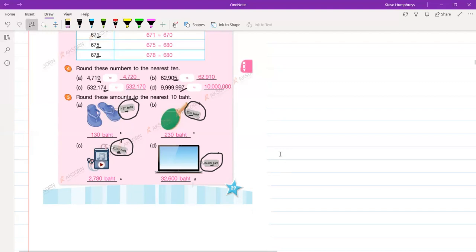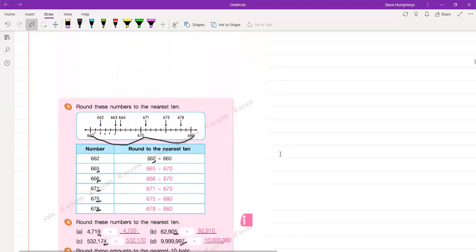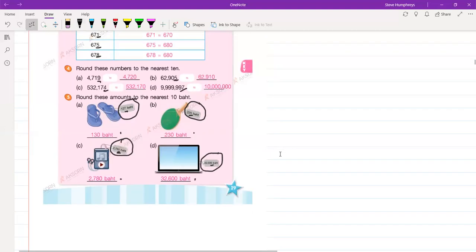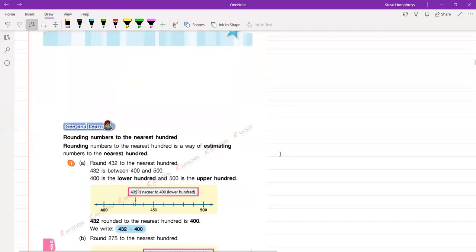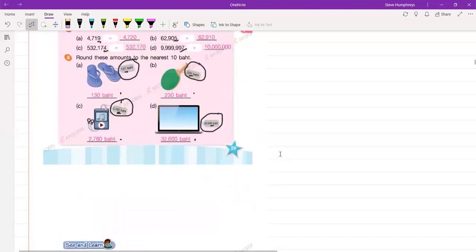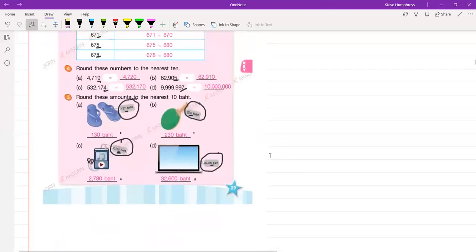Okay, students, well done. You're making very good progress. That was rounding numbers to the nearest 10. Next lesson, we'll look at rounding numbers to the nearest 100. Okay, well done.